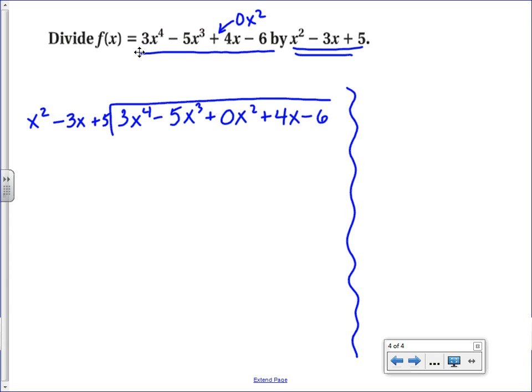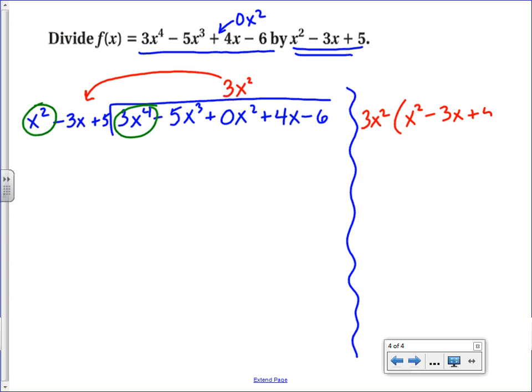Our first term is a 3x to the 4th, and we are taking out an x squared from that, which will leave us with 3x squared. I'm going to line that up over my other x squared in this problem to stay organized. Anytime you put something in the answer line, the next step is to multiply it by the divisor. So 3x squared is getting multiplied by x squared minus 3x plus 5. Always gets multiplied by the whole divisor, which doesn't change throughout the entire problem.